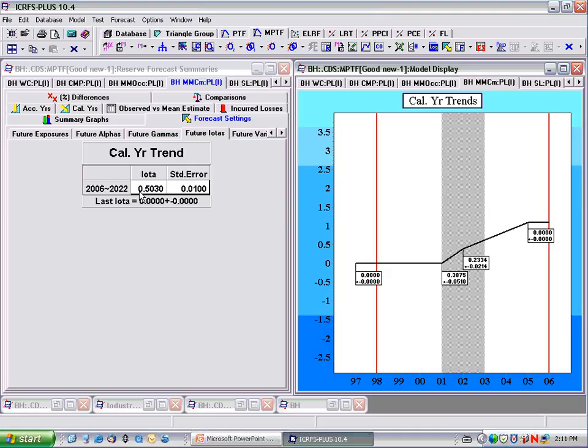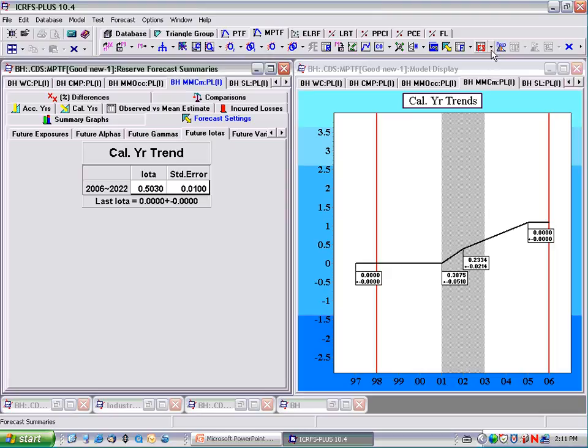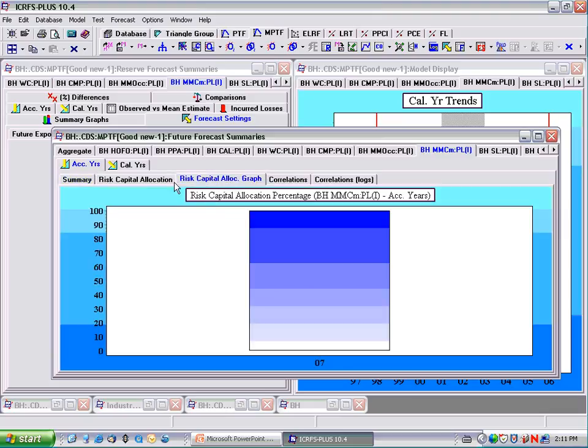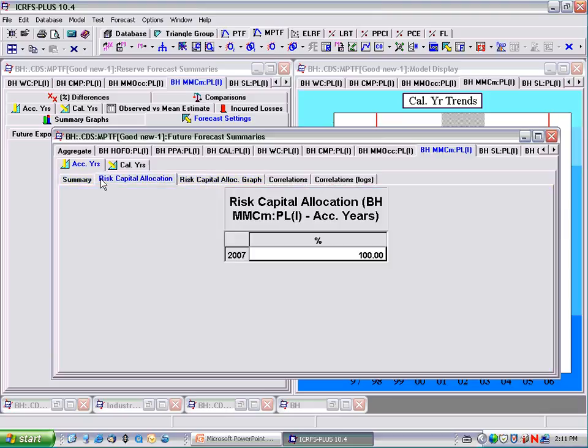So what we're going to do now is find the distribution of the aggregate reserves. We've done a forecast for the reserve. We've got a forecast summary for the reserves. We have a forecast summary for the next accident year. We also have risk capital allocation graphs and so on.